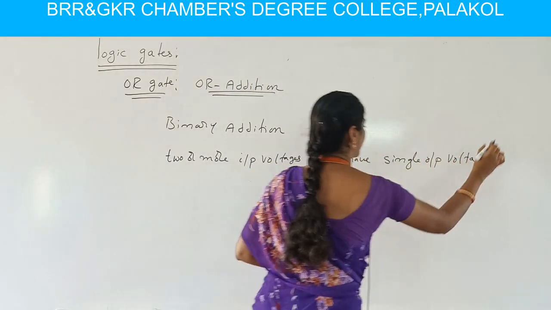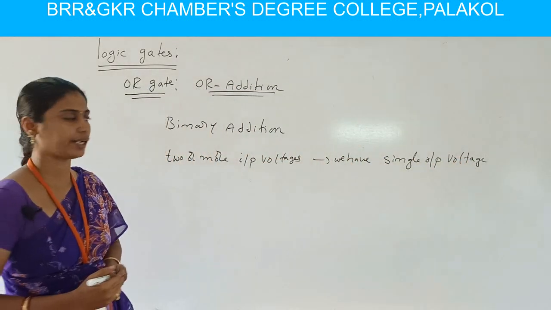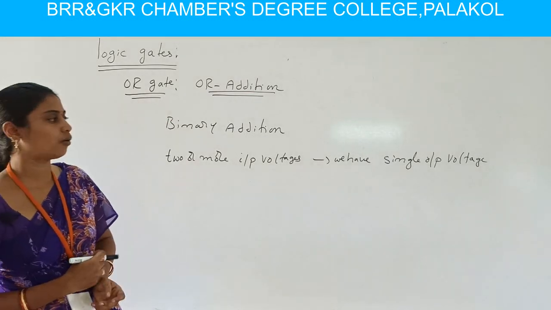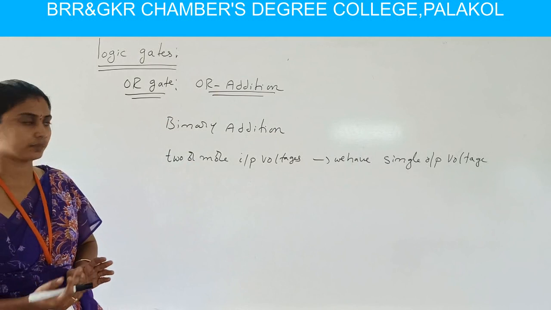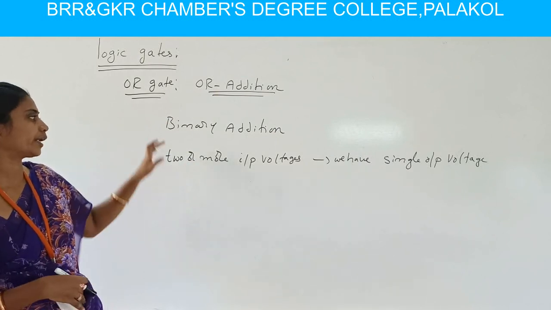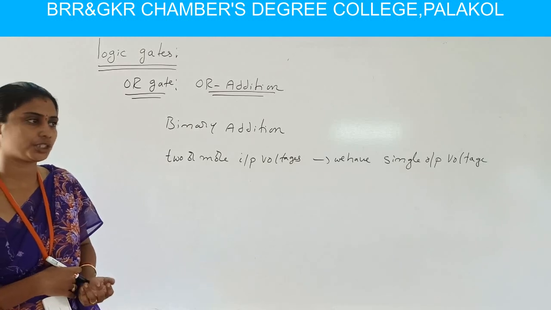Then the constructed gate is simply said to be OR gate. In OR gate we have 2 or more input voltages and only a single output voltage, then the gate is said to be OR. In OR gate we have binary addition.